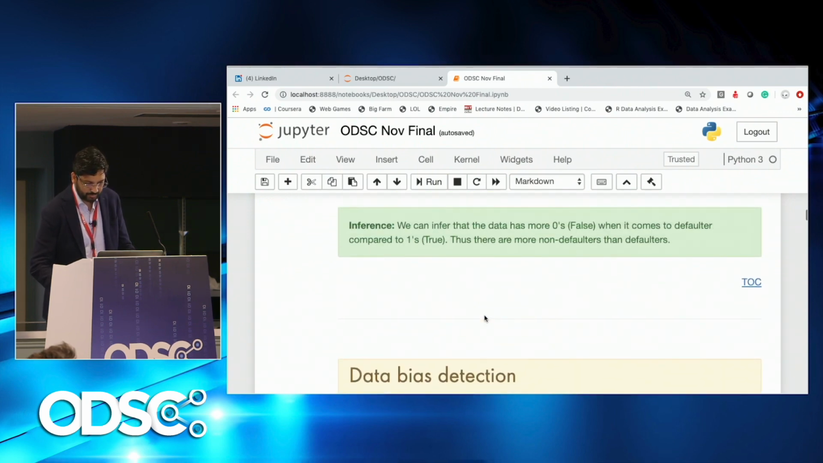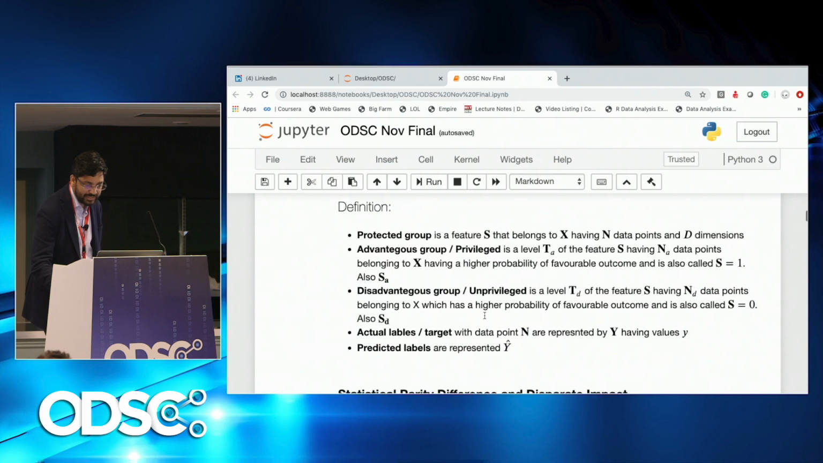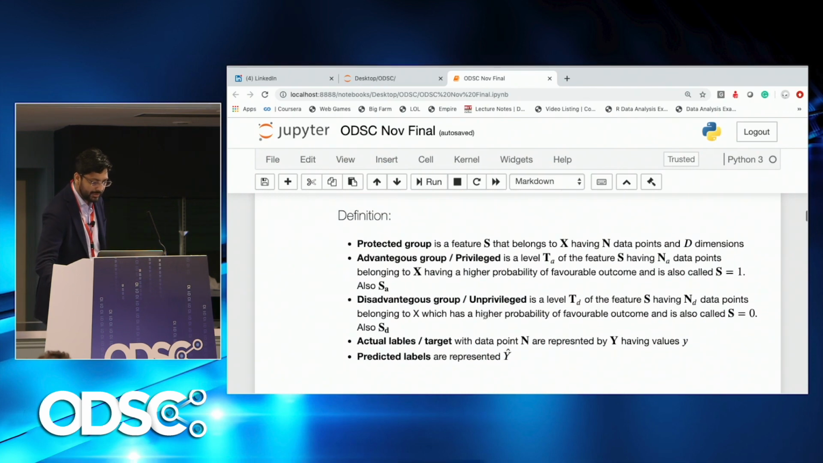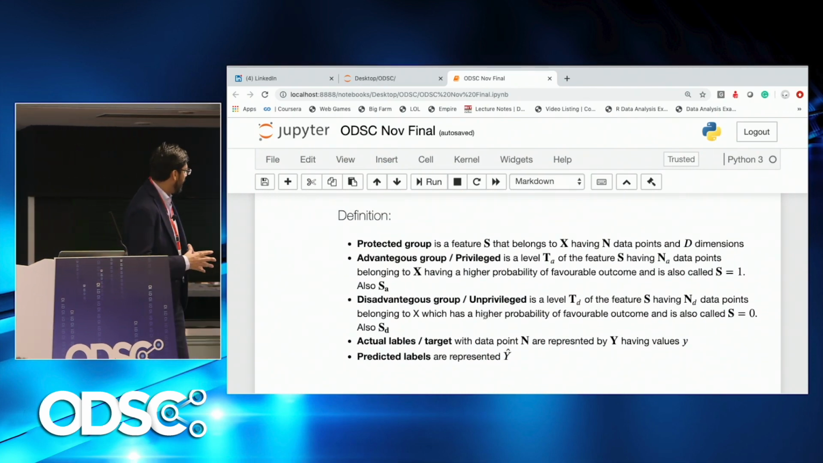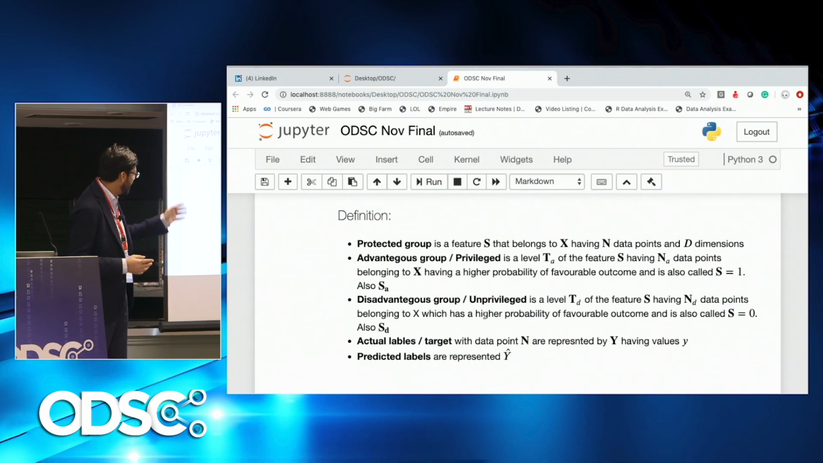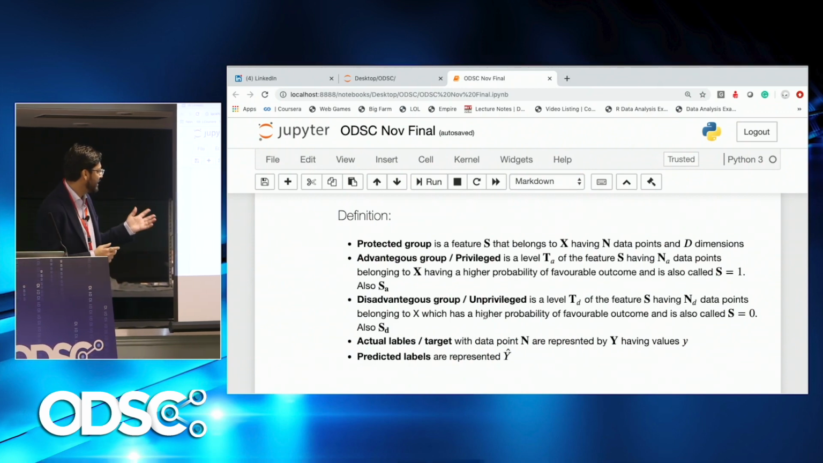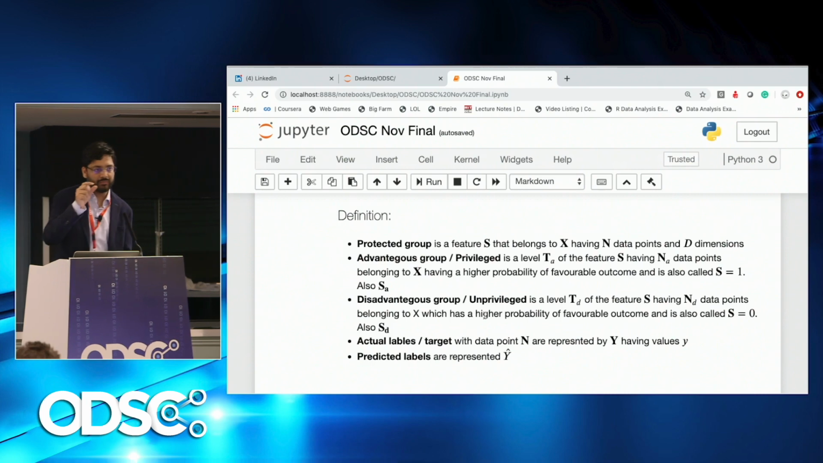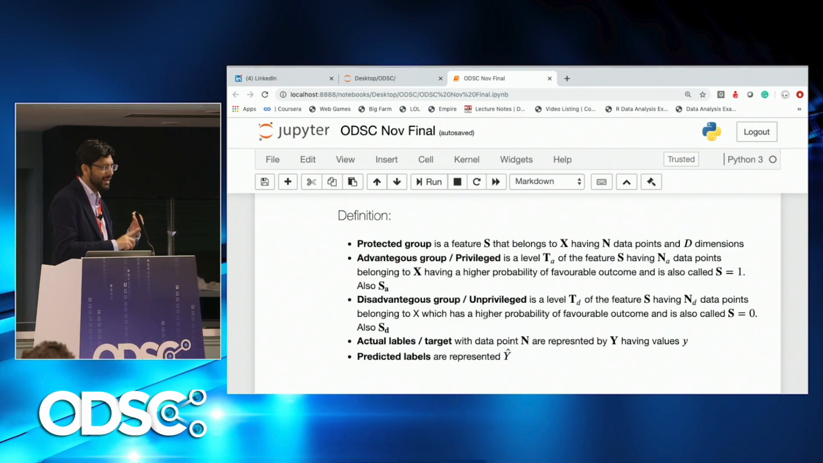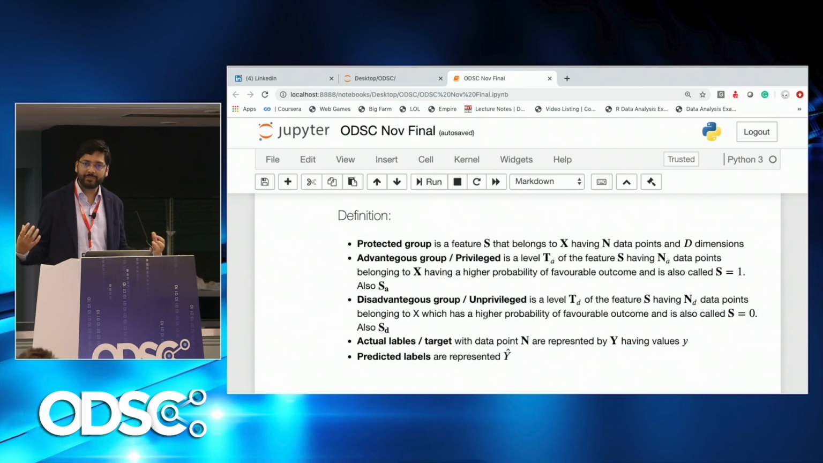Perfect. So now we will see what is bias. This is what we need to understand. A protected group, which is denoted by capital S, is nothing but all the things which we talked about: color, nationality, gender, marital status, number of kids. All these are protected groups. On those protected groups, I'll try to analyze whether I have bias or not.